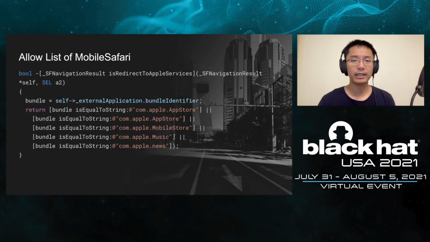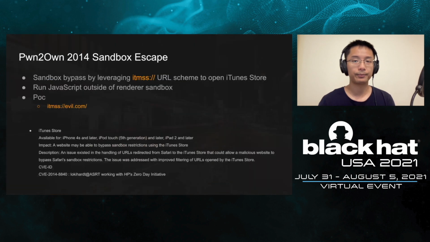What we were targeting is this com.apple.MobileStore. It was actually not the first time that this pre-installed app got abused. At Mobile Pwn2Own 2014, Loki used this ITMS-S URL to directly open a third-party website in the iOS app where no sandbox was applied. It was assigned CVE-2014-4440.